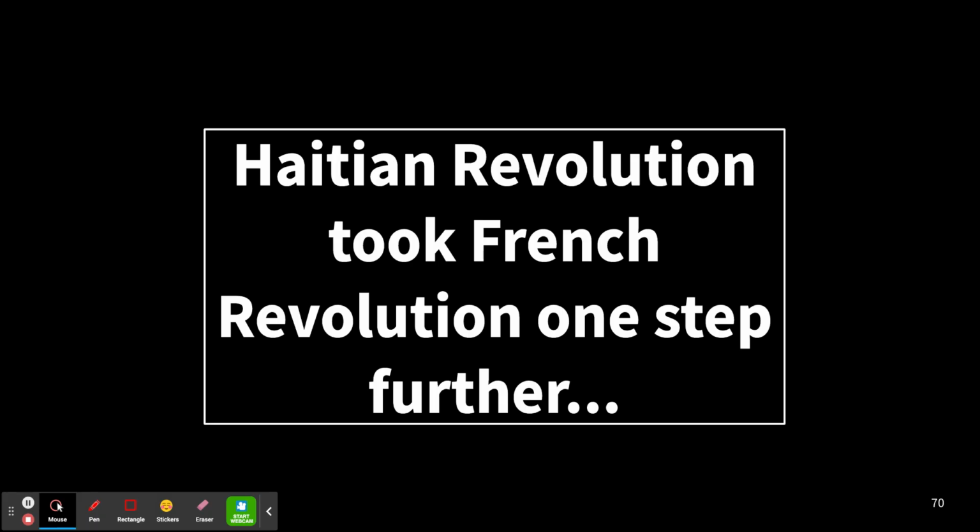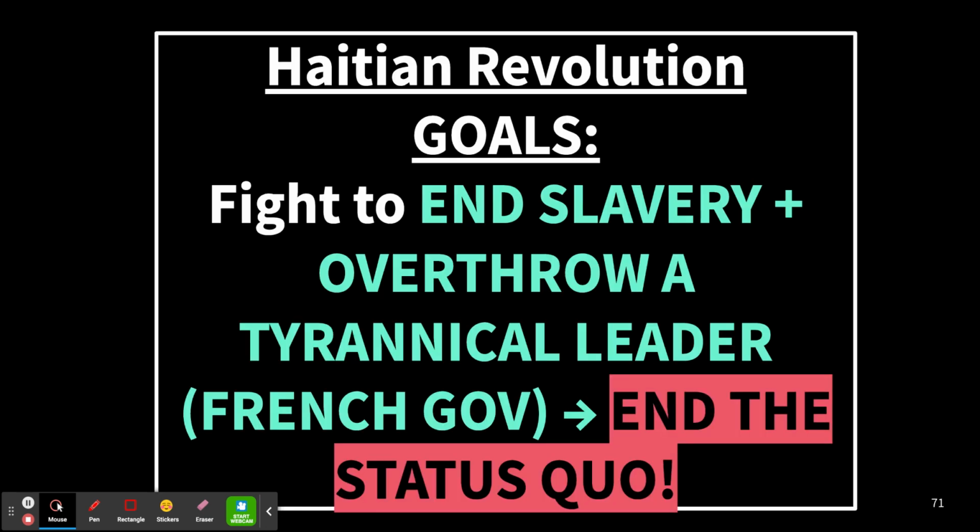All right. Here's the thing with the Haitian Revolution, though. It took the French Revolution one step further. Its goal, this is important, so I would like you to write this down, was to fight to end slavery, to overthrow the tyrannical leader, which was the French government, and then end the status quo. We want to make the changes. So I didn't do a great job of telling you what you needed to write down, but I think the most important things are, one, getting this idea of the goals, understanding the social and political tensions, and understanding how it was inspired by the French Revolution.